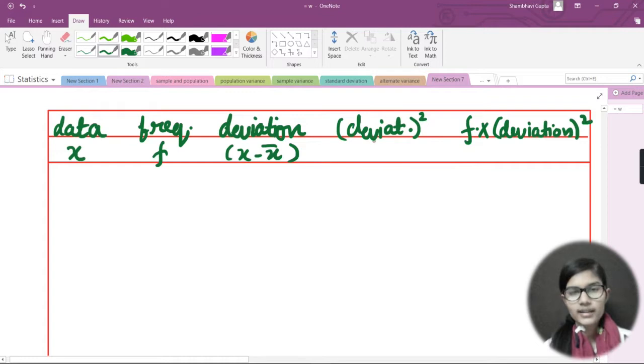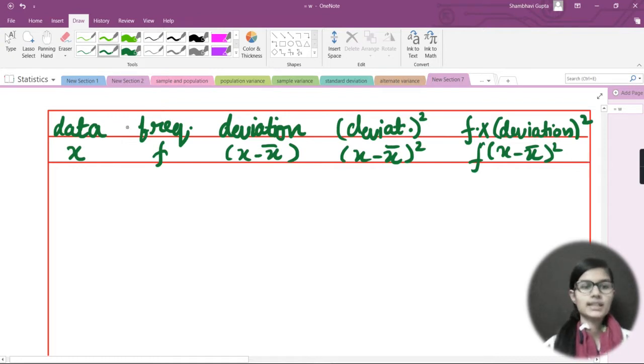Now I need to do the square. So I would write x minus x bar whole square. And what else I need to do here is multiply the frequency and this x minus x bar whole square. Fine. That is my deviation square. So I would write f times x minus x bar whole square. Fine. So this is all set. Right, here we have just completed this.